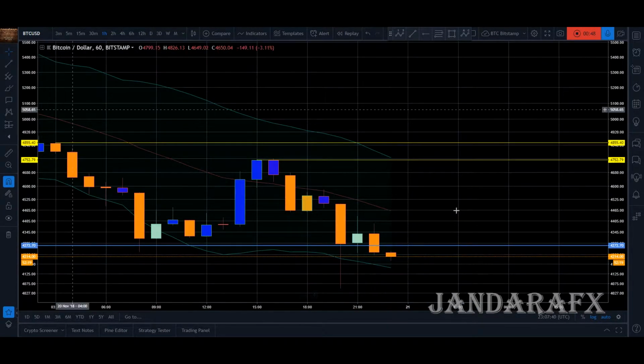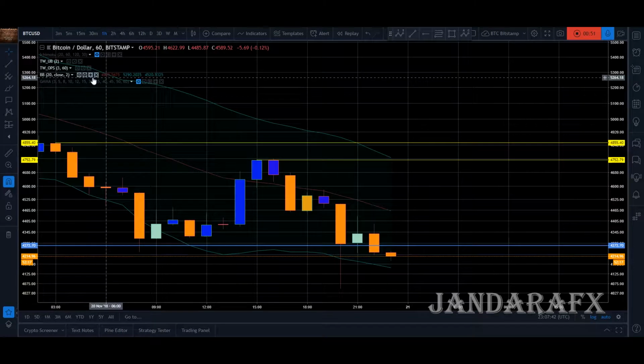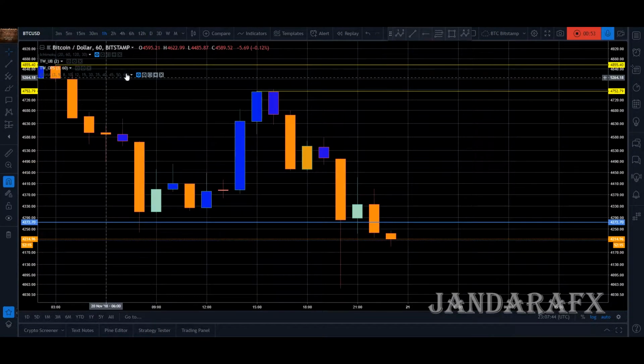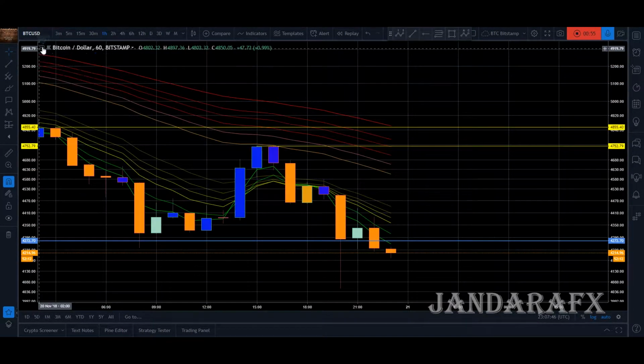First, real quick, as we can see here, we're sitting at the bottom of the Bollinger. We're going to go ahead and turn that off, and throw on the Guppy here to see that we are in oversold conditions with the Guppy.